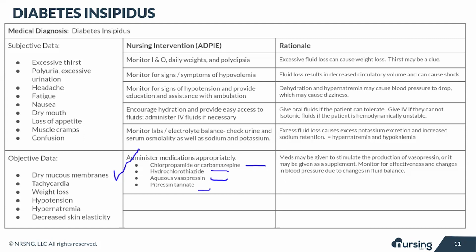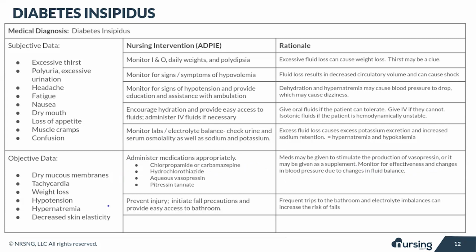Now, remember, anytime you give your medication, it's really important to monitor for the effectiveness of that medication. So we want to be looking for changes in blood pressure and changes in fluid balance. Okay, remember, these patients are at risk for hypotension and dizziness and electrolyte imbalances. So it's really important to include in your nursing intervention how to prevent injury and reduce the risk of falls. This means providing assistance to the bathroom and easy access to the bathroom as well.